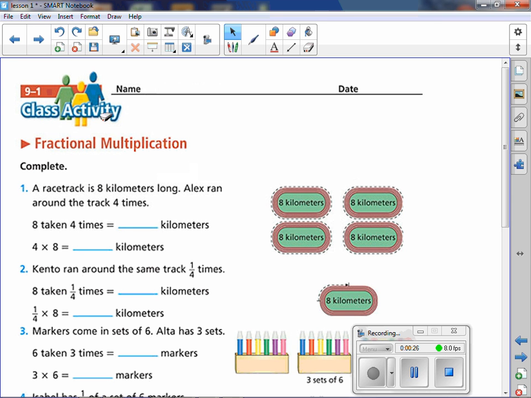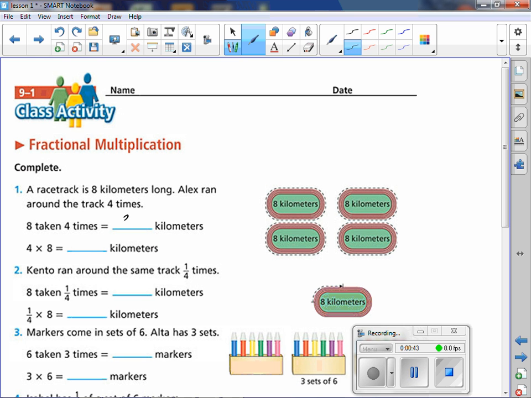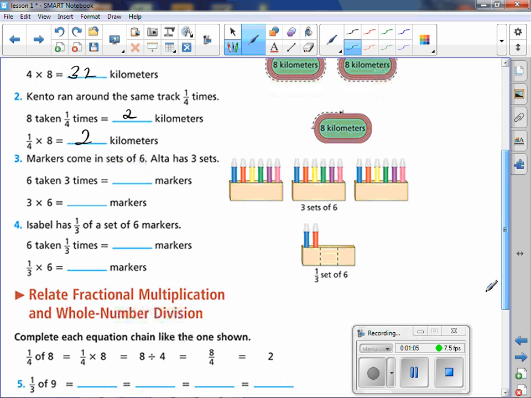Okay, so just to start out, we've got this example of a racetrack. It's 8 kilometers long. Alex runs around it 4 times. If Alex runs around the track 4 times, he's going to go 32 kilometers because 8 times 4 is 32. Kento, you can see over here, only ran 1/4 as much. So 8 taken 1/4 of the time is 2, because 8 times 1/4 is 2. So what I really do is I take 8 and I divide it by 4.